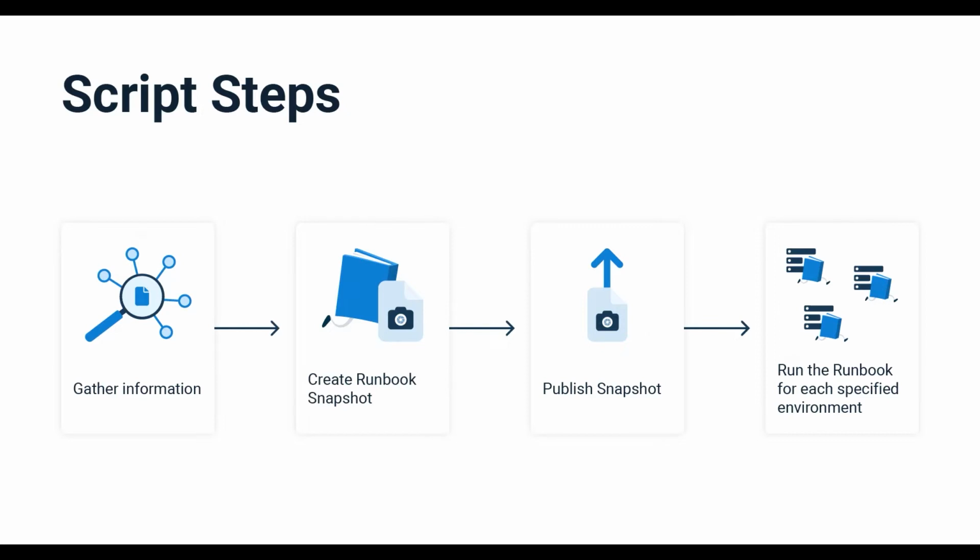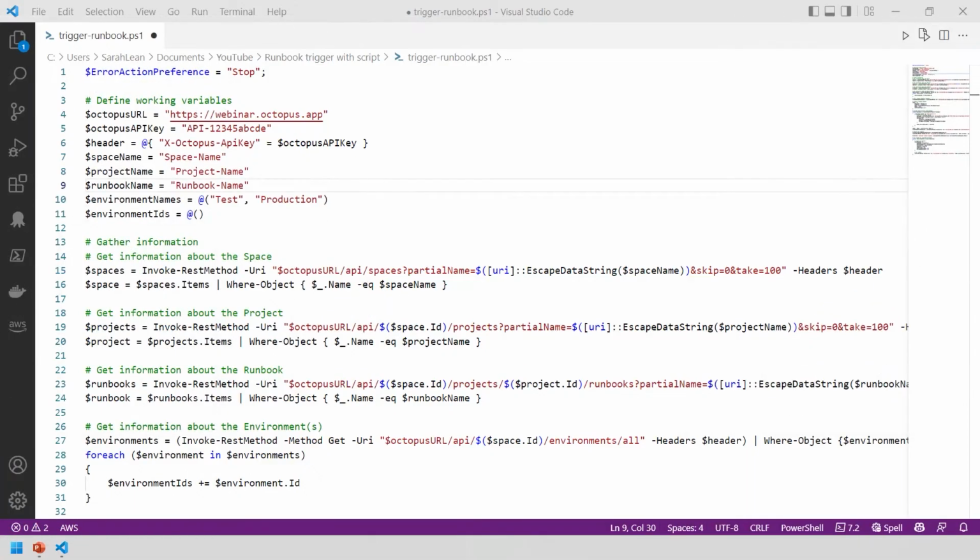Now, the fourth step is actually triggering that runbook. So we're taking the information that we've gathered, we're taking the access to the published snapshot of my runbook, and then triggering that runbook to run for either one environment or two environments, however many we've actually built into the script. So that's the four key stages of my PowerShell script. Let's now dive into the code, and we'll start to break down some of that code and look at what that actually looks like.